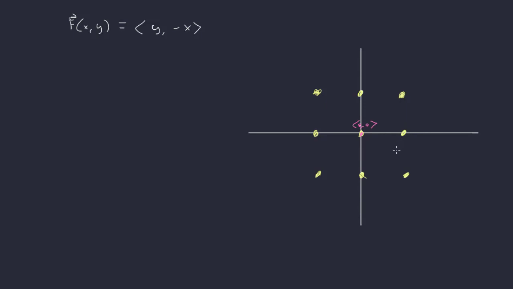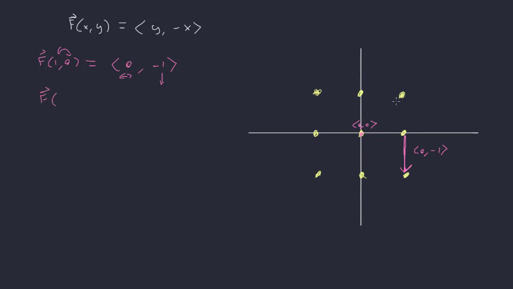Okay. But now at the point 1, 0, this vector field flips x and y around and then negates x. So we're actually going to start by flipping. So y is 0 here, x is 1, so we'll actually get the vector 0, -1. So we'll go out left or right 0, and we'll go down 1. Okay, so this vector is doing this. So here's the vector 0, -1.